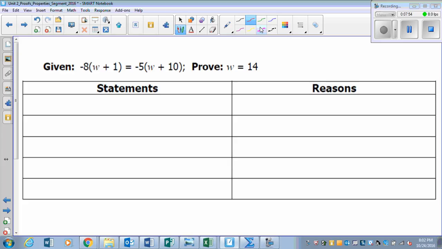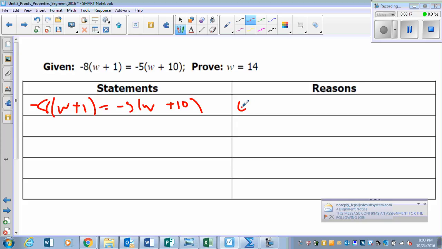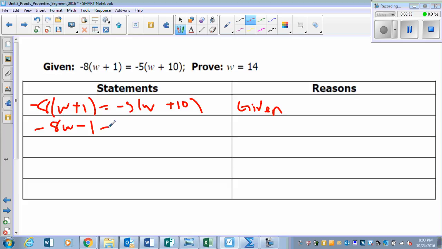Okay, you should have solved this equation here, and we're going to go through it right now. So again, you would have negative 8w plus 1 is equal to negative 5w plus 10. And that's your given statement. Okay, and then you would have the distributive property. Because you have it on both sides, you may put this in one step. So you have negative 8w minus 8 is equal to negative 5w minus 50. And that's from the distributive property.